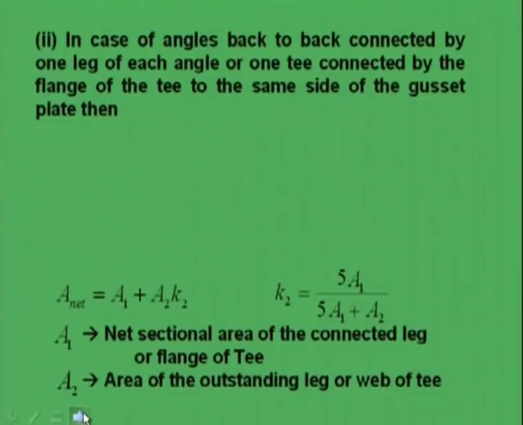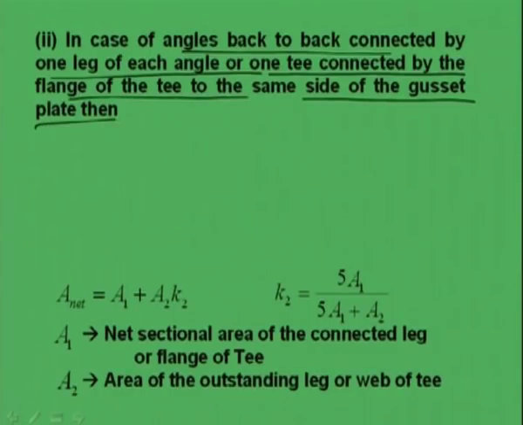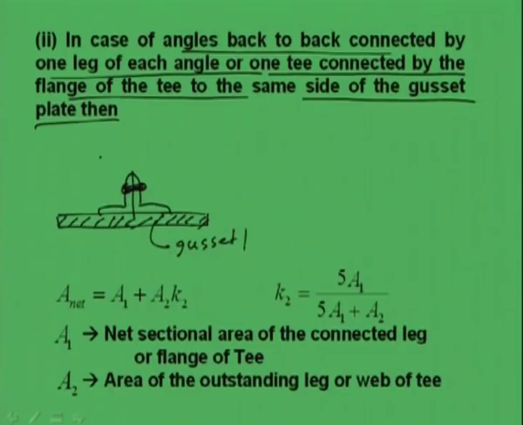Now in case of angles back to back connected by one leg of each angle, or one T connected by the flange of the T to the same side of the gusset plate, then how to calculate the net area? Let us see first how it is connected. Say two angles, this is one angle like this, another angle is like this, right? Now these are connected back to back, right? Okay. Now this is the gusset plate.